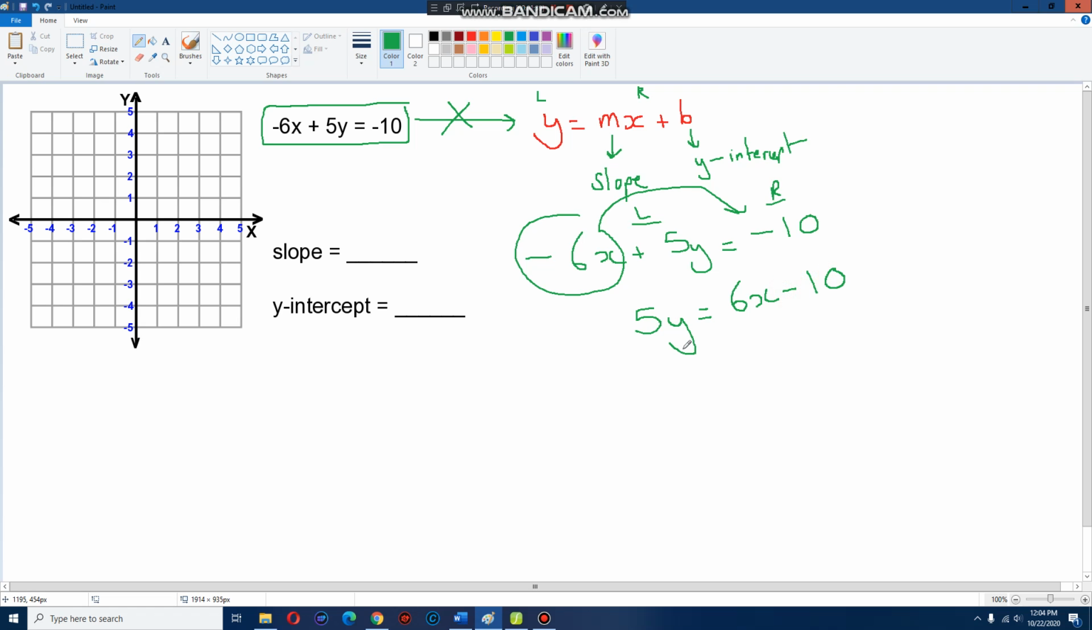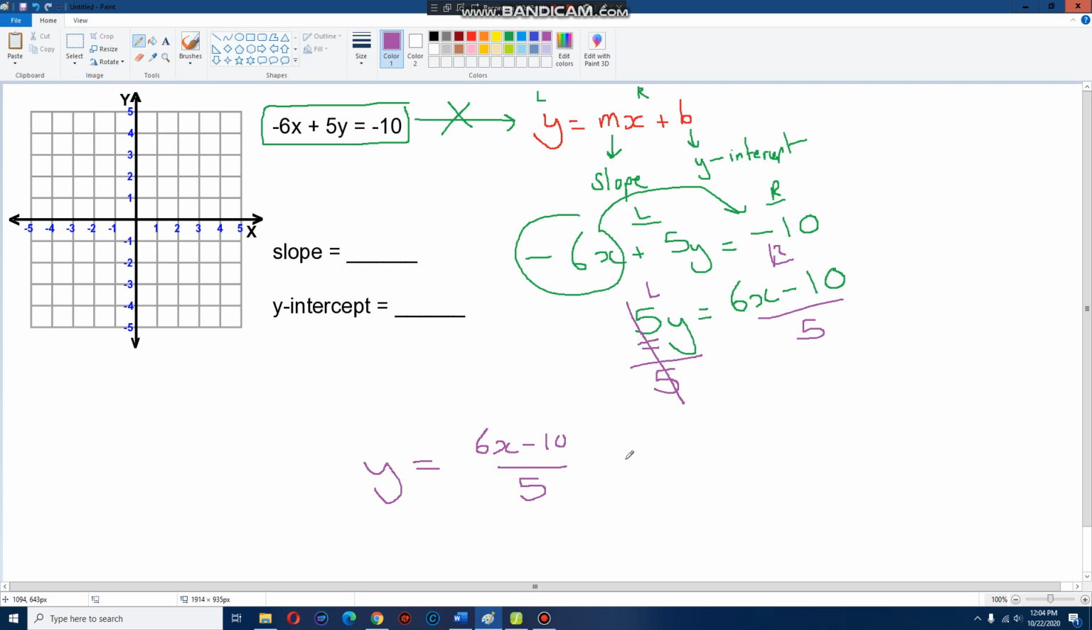Now this looks a lot better, right? It does look like y equals mx plus b format. We still have a slight problem though. We've got 5 as family with the y. Y needs to be independent, on its own. So in order to get rid of the 5, we must divide this side by 5, and whatever you do on the left side, you divide on the right side as well. As you can see, 5 divided by 5 becomes just good old y. And on the right side, you're going to get 6x minus 10 divided by 5 as well.